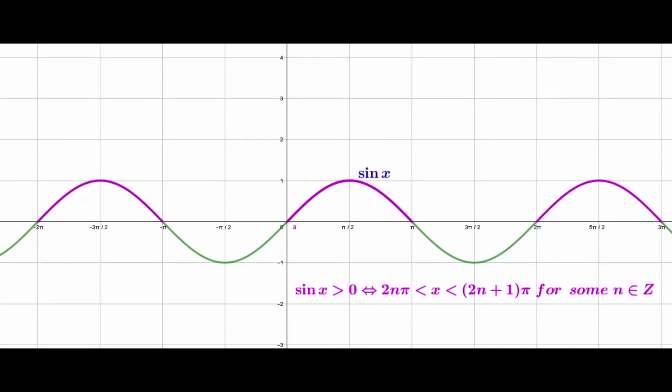That is, sin x is strictly greater than 0 when x lies in the open interval where its left end point is an even multiple of pi and the right end is the immediate successor, which is an odd multiple of pi. So we can write: sin x is greater than 0 if and only if 2n pi is less than x, which is less than 2n plus 1 times pi, for some integer n.